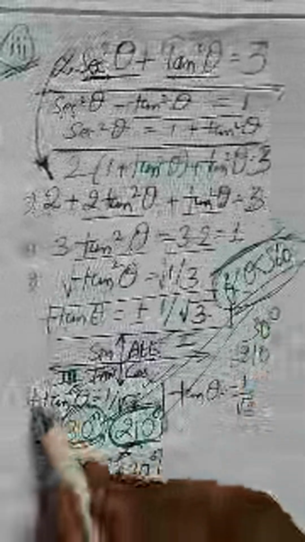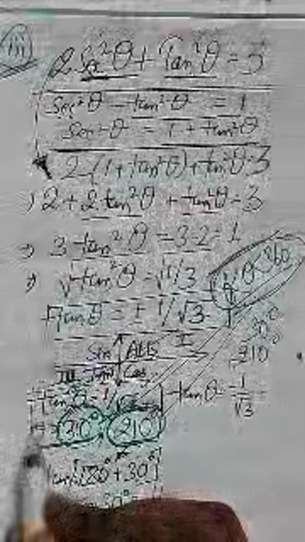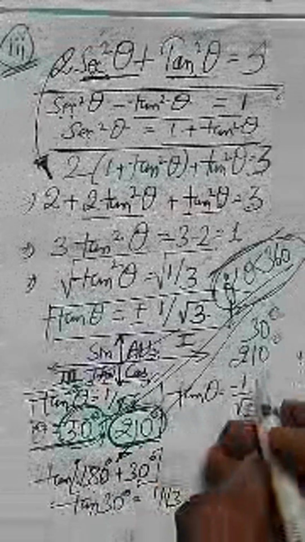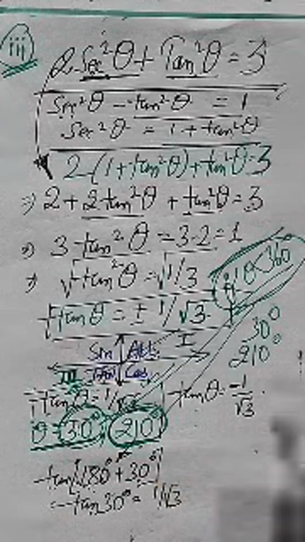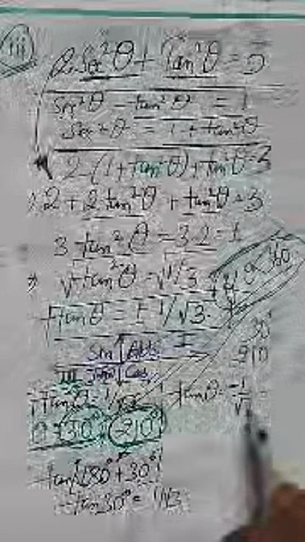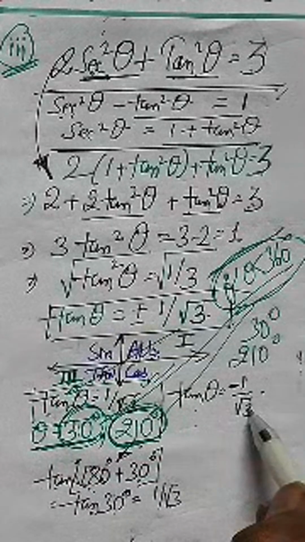But we have considered only tan theta equal to 1 by root 3. Now this is the time to consider the other one, tan theta equal to minus 1 by root 3, right? So when will this be happening?